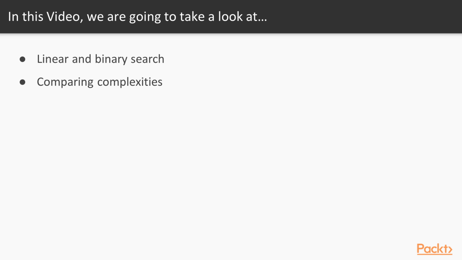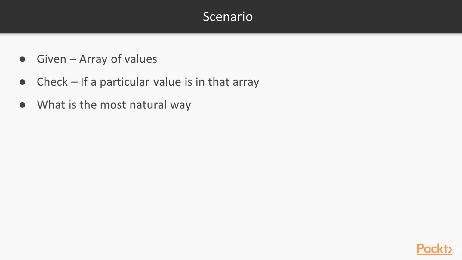In this video, we are going to take a look at linear search and binary search, and then compare the complexity of both. Suppose you are given an array of values, and you are required to check whether a particular value is in that array. What is the most natural way to find that element?